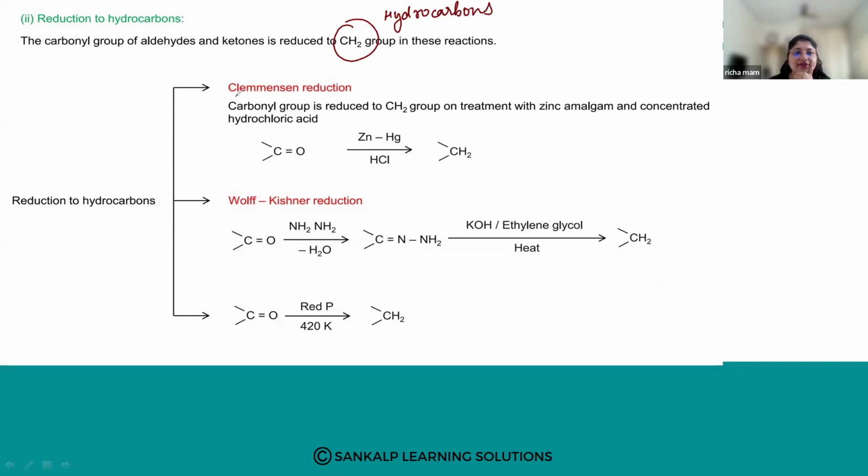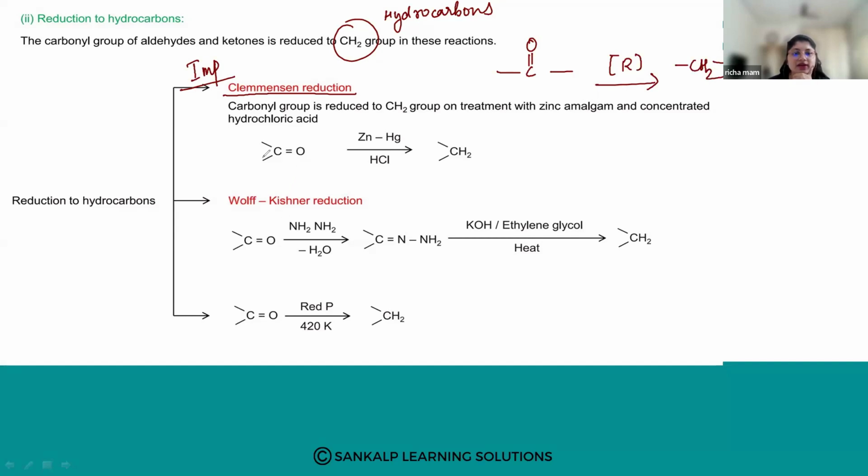The first very important name reaction is Clemmensen's reduction. Mark this as important for 2 marks. They may ask you, explain Clemmensen's reduction. In Clemmensen's reduction, your carbonyl group is reduced to hydrocarbons. Remember this.